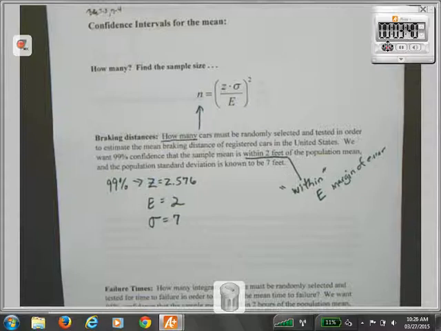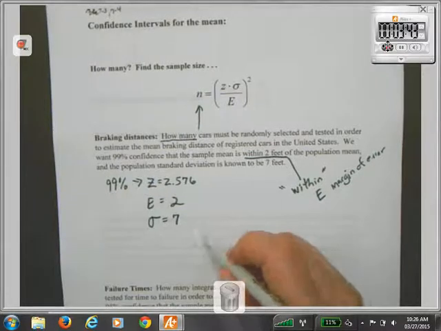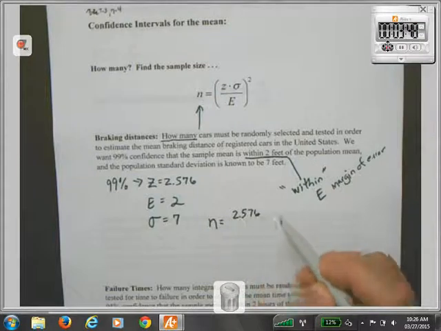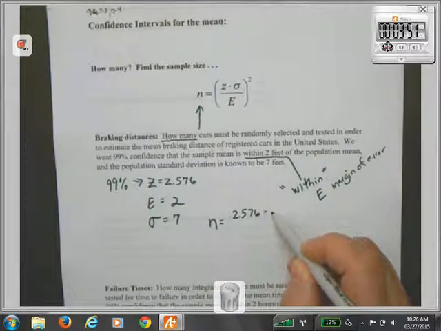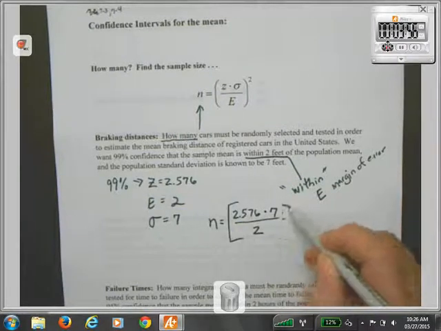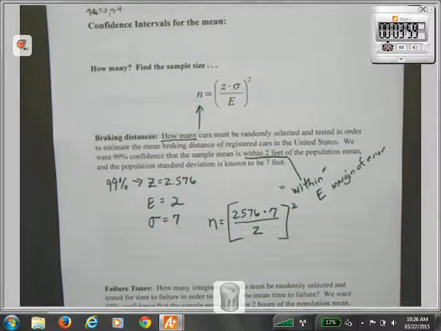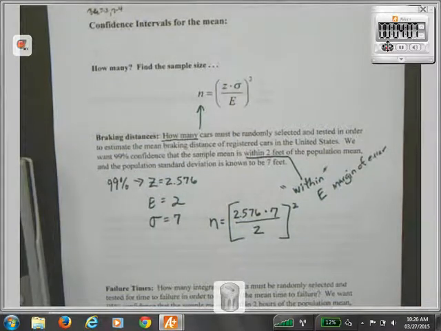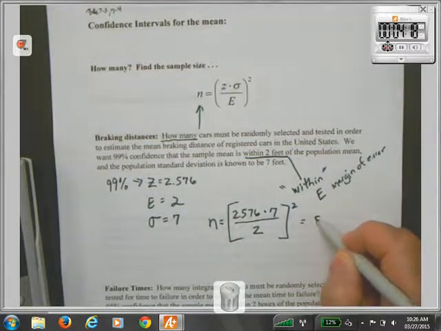So we have everything we need now just to do this calculation. So N equals, and we'll have multiplication, 2.576 times 7 divided by 2, and then the whole thing is going to be raised to the second power. Don't forget that. Most common error is forgetting that squaring part of it. All right, just going to do this real quick on the calculator. 2.576 times 7 divided by 2, squared. This equals 81.28.